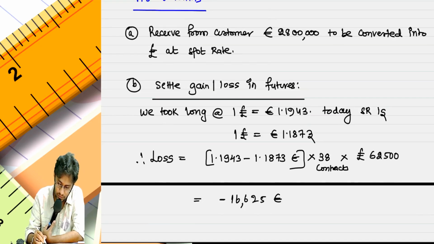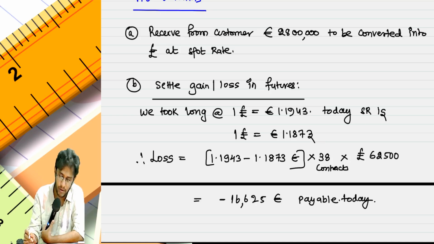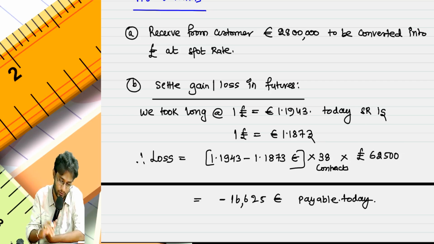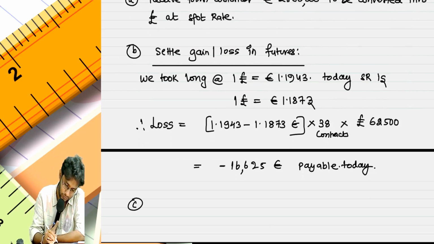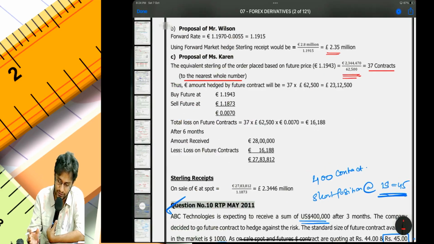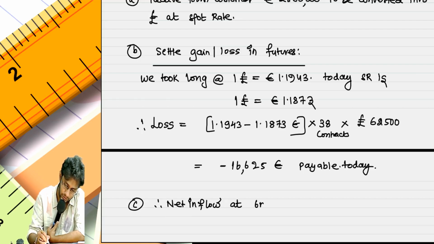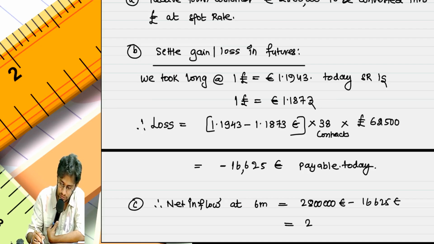Loss. Loss means not feeling loss, you have to pay. Payable today. So in A bit you are having an inflow, in B bit you are having an outflow. Net inflow you will convert. Independently also you can do, because anyway that's a single quote now. But if it is a two-way quote, you will be in trouble there. Net inflow in 6 months is equal to 28 lakhs euro minus 16,625 euro. Sort out this.